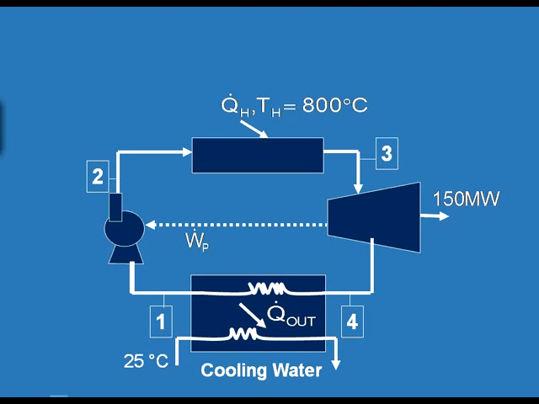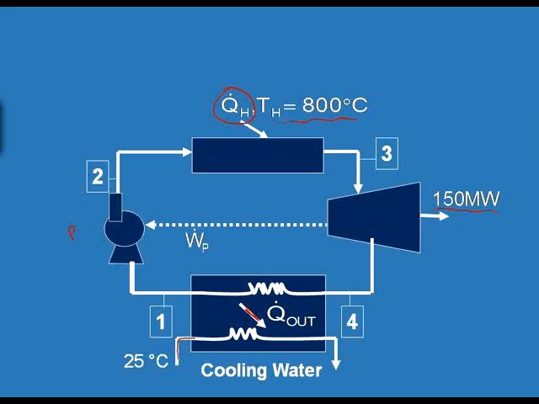Here's our example. We have QH, heat coming in from a heat reservoir at a temperature of 800 degrees C. We're ejecting that heat to cooling water, which enters at 25 degrees C. And when we specify this, we're going to try and produce 150 megawatts of power.